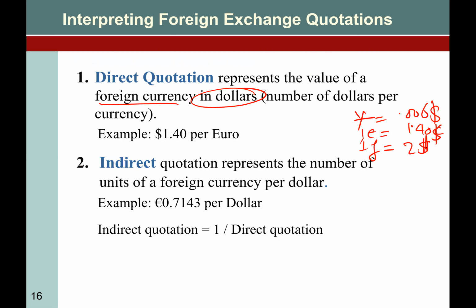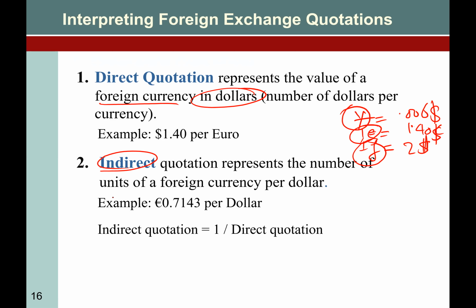Even if you are in your home country, which is America, you use dollars. So everything is in terms of dollars. How many dollars do I pay to get 1 yuan? How many dollars will I pay to get 1 euro? How many dollars will I pay to get a pound, right? This is called direct quotation. So what does indirect quotation mean?